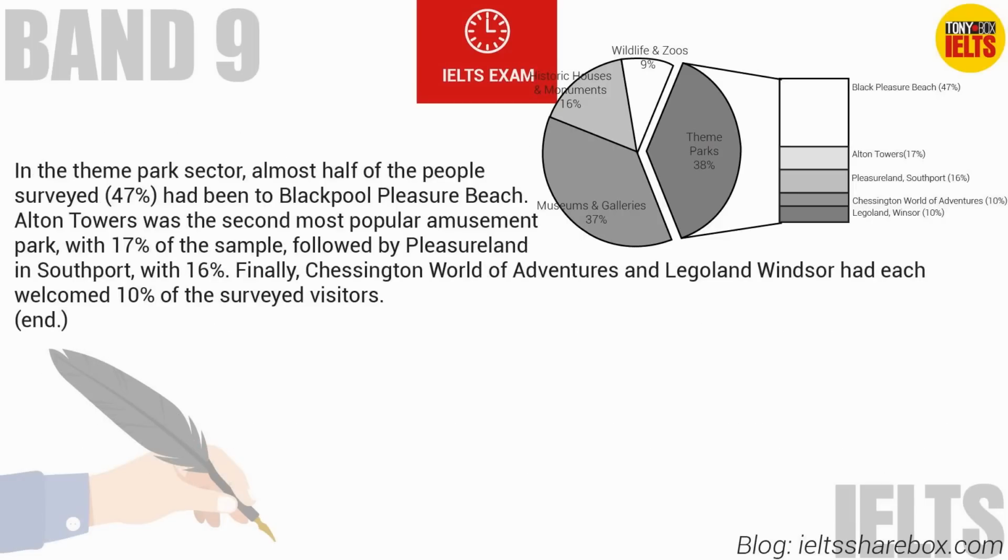In the theme park sector, almost half of the people surveyed, 47%, had been to Blackpool Pleasure Beach. Alton Towers was the second most popular amusement park, with 17% of the sample, followed by Pleasureland in Southport with 16%. Finally, Chessington World of Adventures and Legoland Windsor had each welcomed 10% of the surveyed visitors.